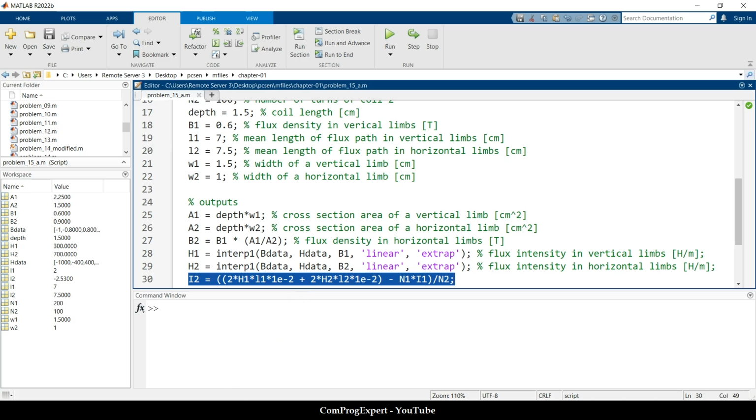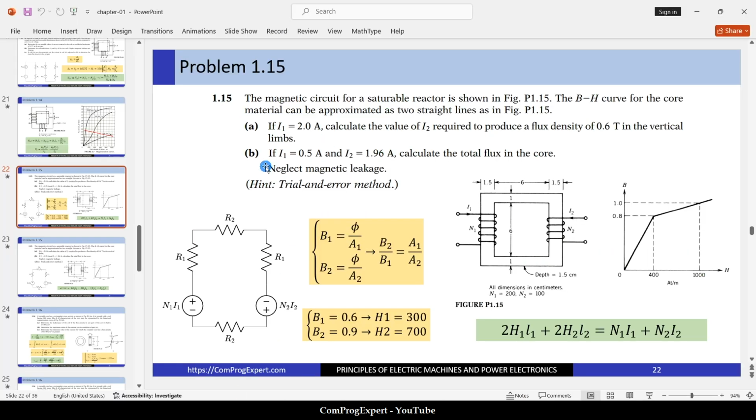So now let's solve part B. If I1 is 0.5 ampere and I2 is 1.96, calculate the total flux in the core. How can we solve this problem? We should use a trial and error method. Neglect magnetic leakage. Yes, we neglected magnetic leakage when we generated this equivalent circuit.